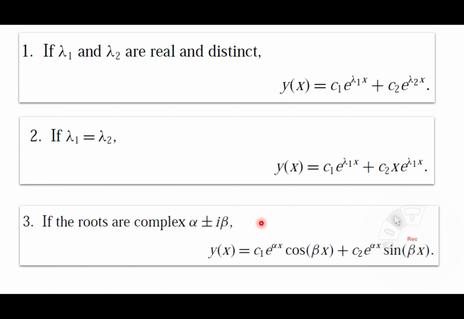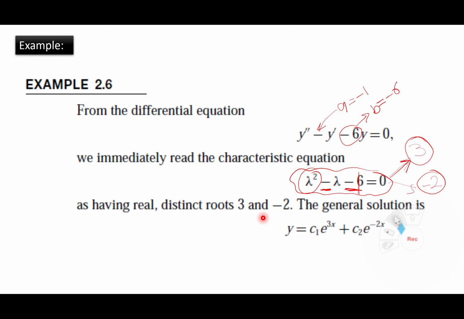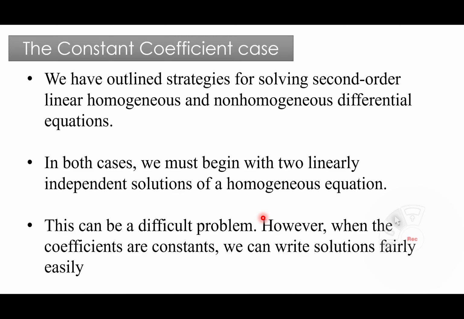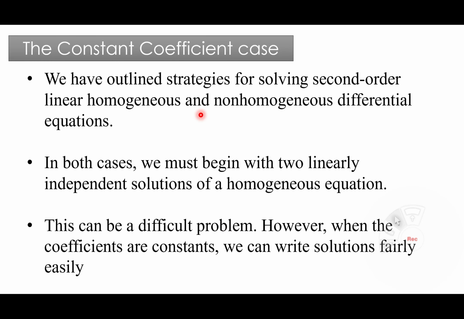We have solved different examples. So I'm going to recap what I have said here. Our main title is the constant coefficient case. It's a way of solving the differential equation. And we said that whenever we are going to solve our homogeneous or non-homogeneous equation, we are going to go into the first step, which is finding two linearly independent solutions.